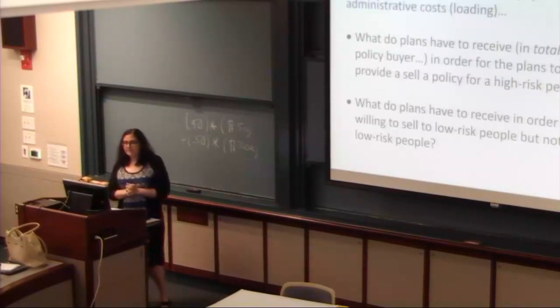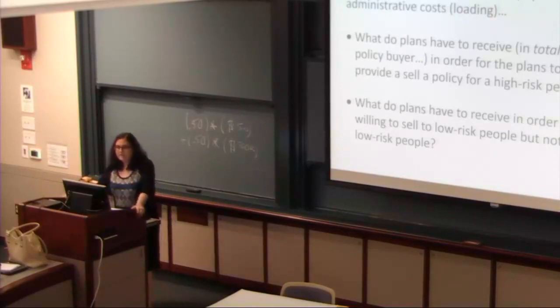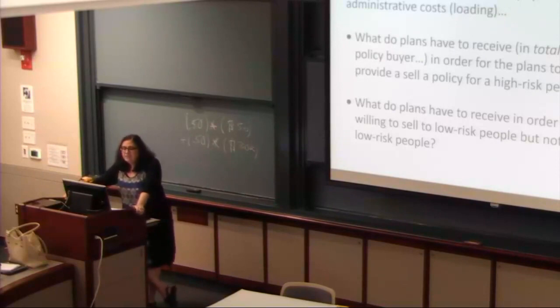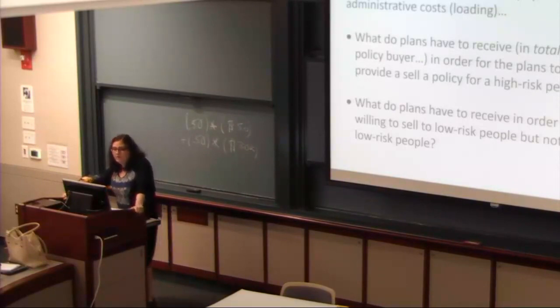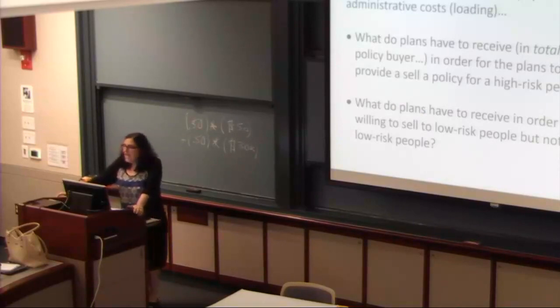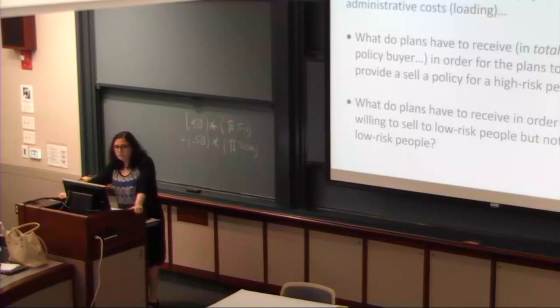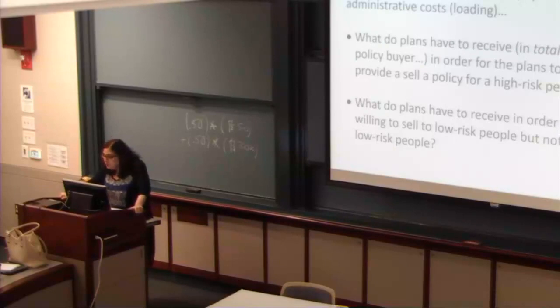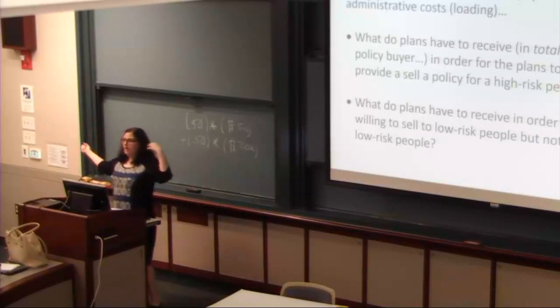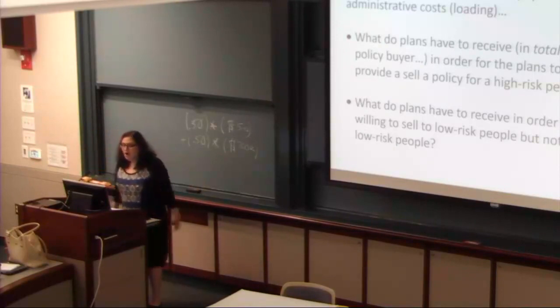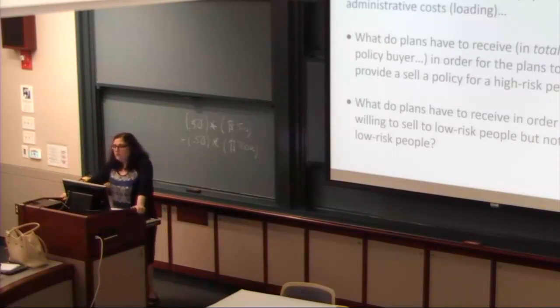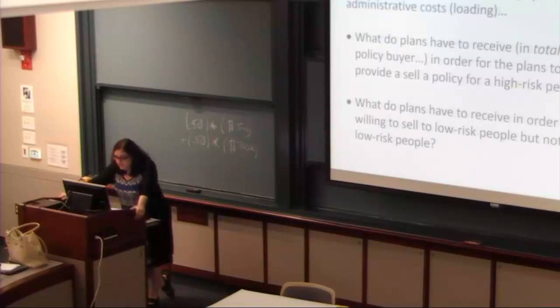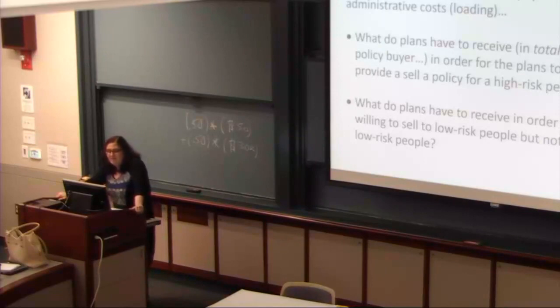So what I would do is, this might be on a different day of class, or it might be on the same day of class, but I will continue the same exercise. So I remind them of what we already did, and I say with the same population and ignoring administrative cost loading, which we'll talk about a little at this point, but we're going to spend more time on later. And I emphasize, what do plans have to receive in total, whether it's coming from the policy buyer, from a government agency, from a quasi-independent agency, whatever, in order for the plans to be willing to sell a policy for a high-risk person.